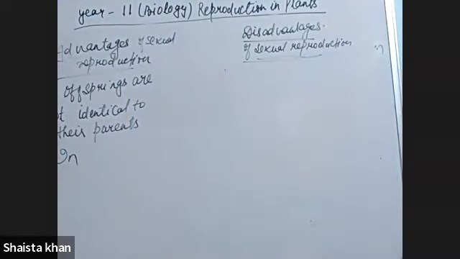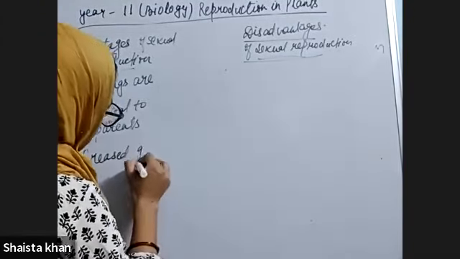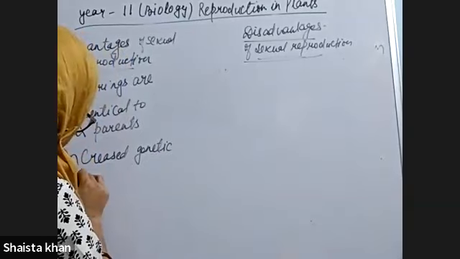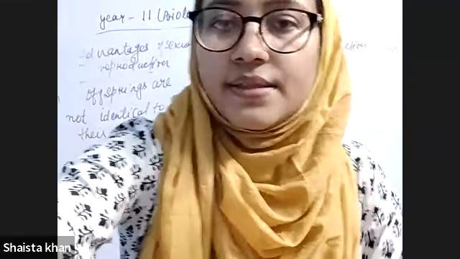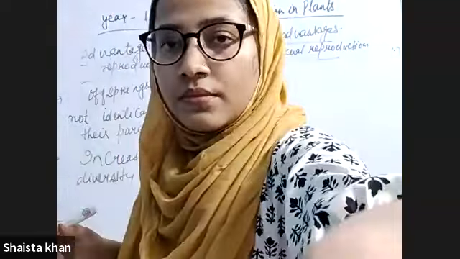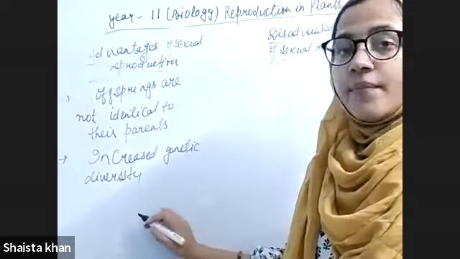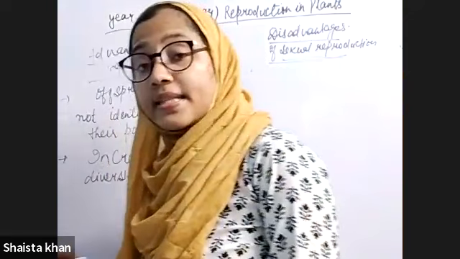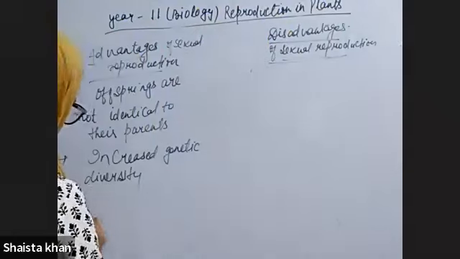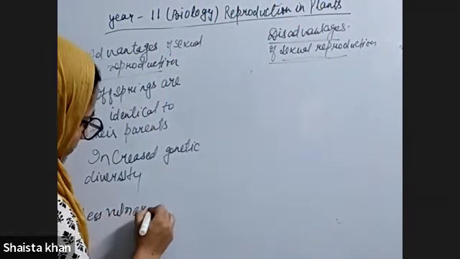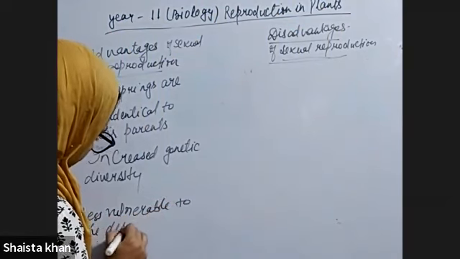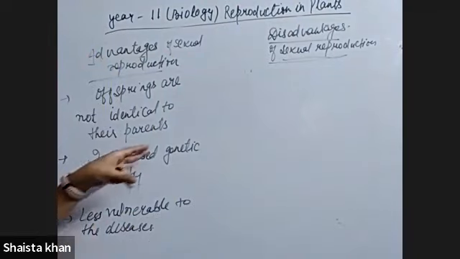The second one is increased genetic diversity. Whereas in asexual reproduction, genetic diversity is not possible because every individual is identical to their parents. And it is less vulnerable to diseases. And what are the disadvantages?